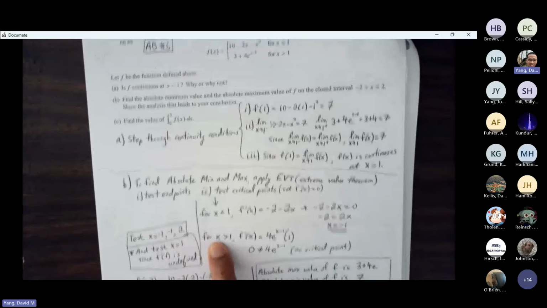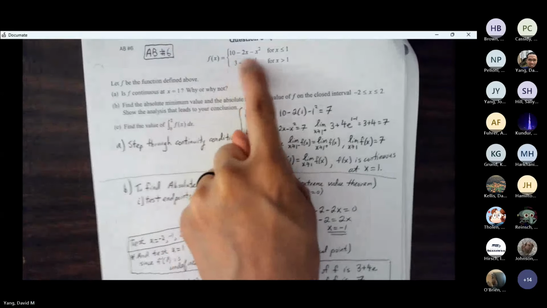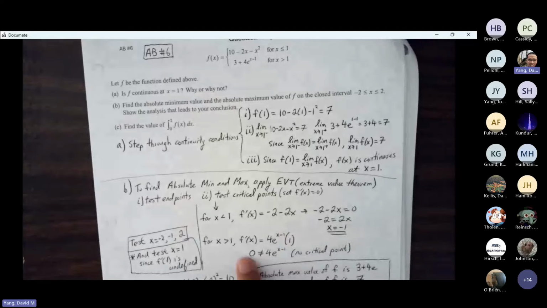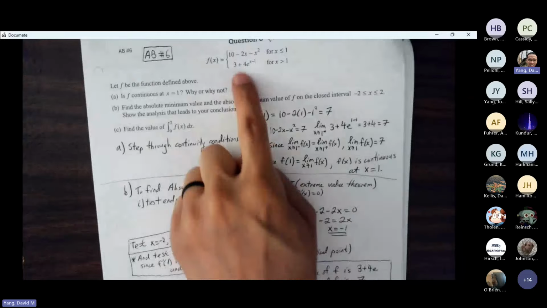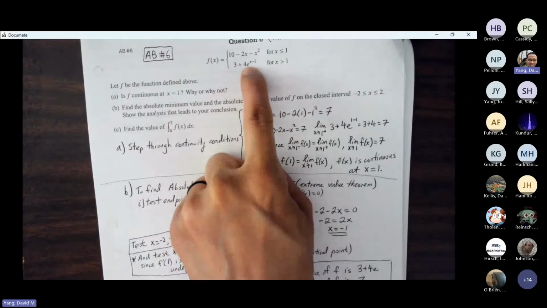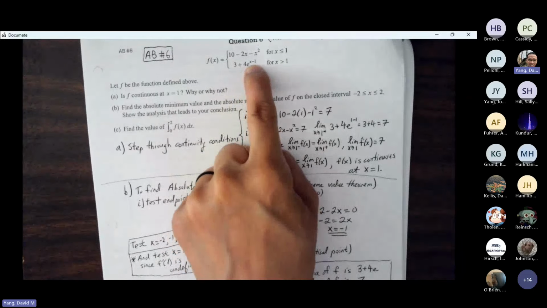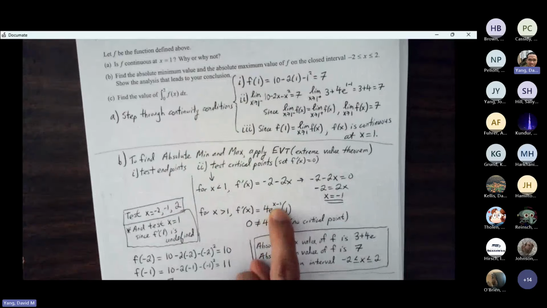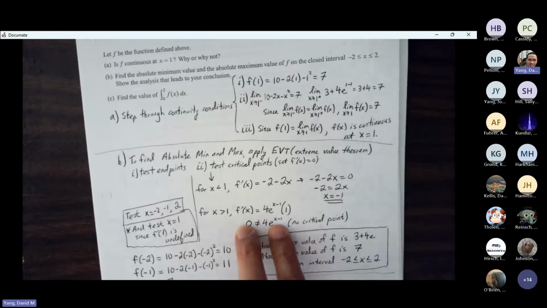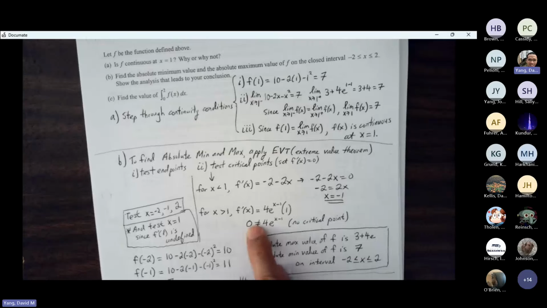Now, when x is greater than 1 for this second piecewise, if I set that equal to 0, I'm not going to get any critical point, because 4e to the x minus 1, if I find the derivative of this, that derivative is just going to be 4e to the x minus 1 because that 3 goes away. And my slope of 4e to the x minus 1 is never going to be equal to 0, because if I try to divide by 4, take natural log, this e to the x minus 1 is always going to live above the x-axis, so no critical point.